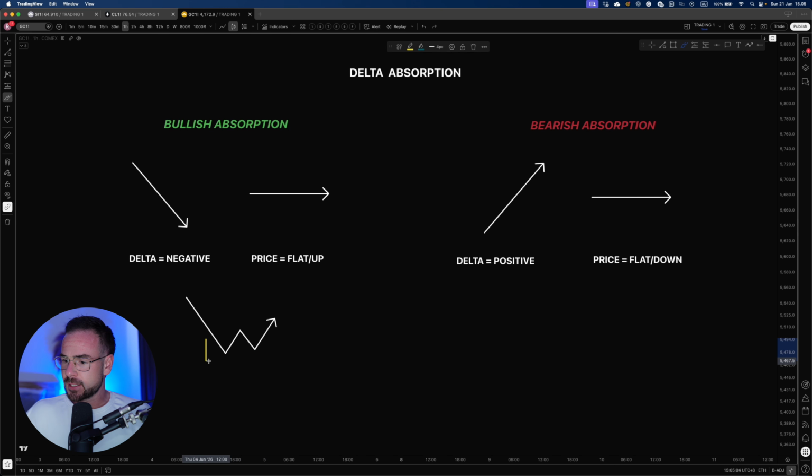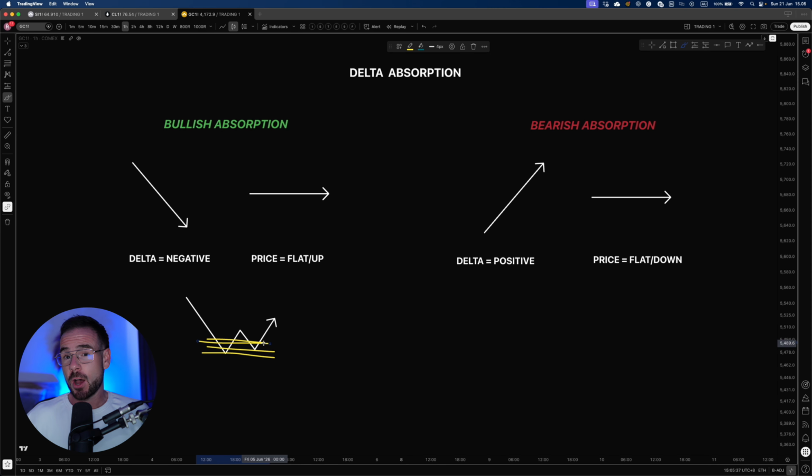What that means is if there's lots of market selling down here, much more market selling than market buying, yet price is failing to push lower and is actually starting to push higher, that can only mean one thing. It means there are passive limit buy orders absorbing those market sellers. We're seeing loads of market selling down here, yet price is failing to go lower. In fact, it's starting to reverse. That tells us there are limit buy orders absorbing that price, and that's bullish absorption.